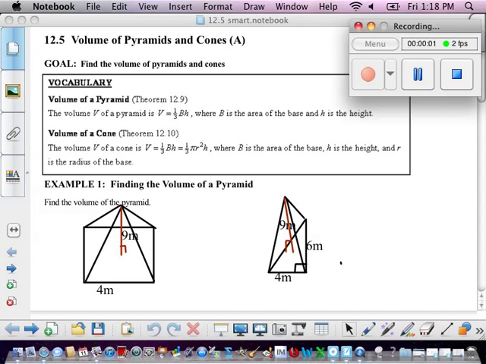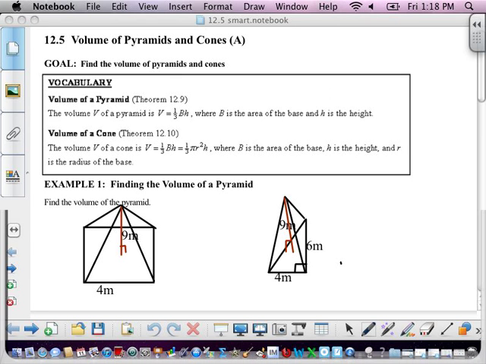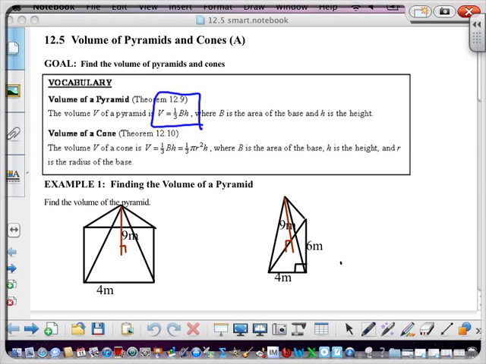Alright, ladies and gentlemen, we're looking at 12.5, volume of pyramids and cones. The most important parts of these are our formulas, which we're going to write on our postulates and theorem sheet. For a pyramid, it's 1/3 base times height. For a cone, it's 1/3 times pi r squared height. Let's look at a pyramid first.